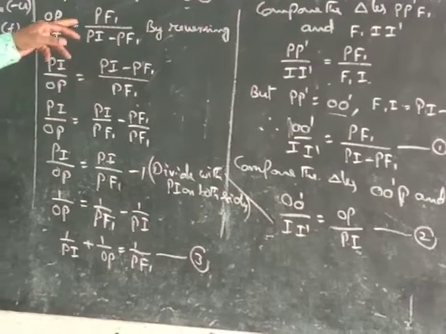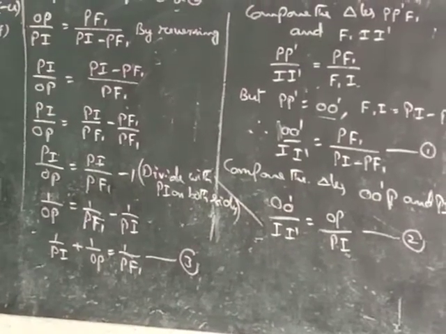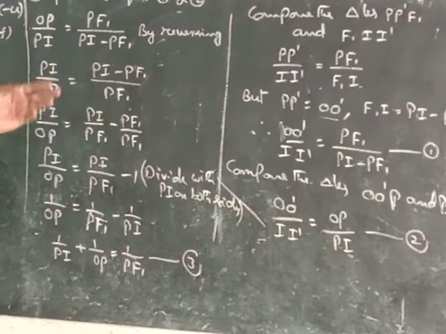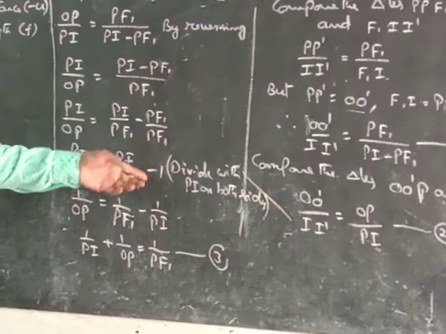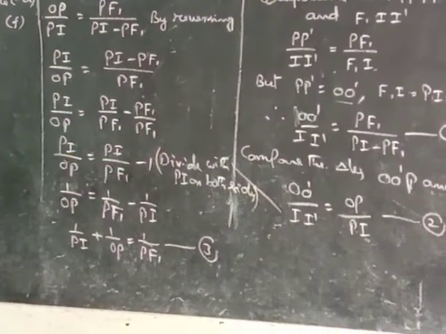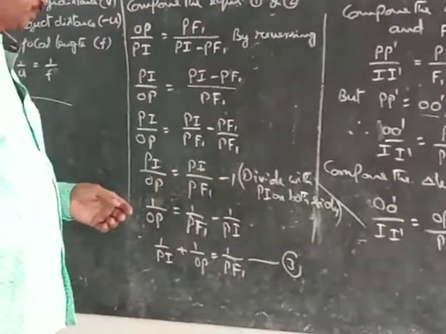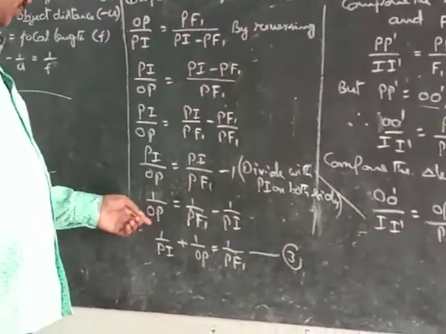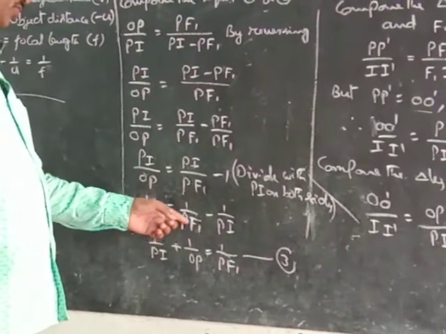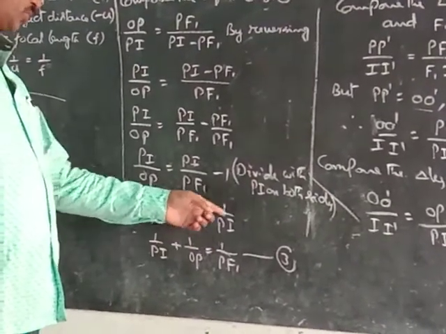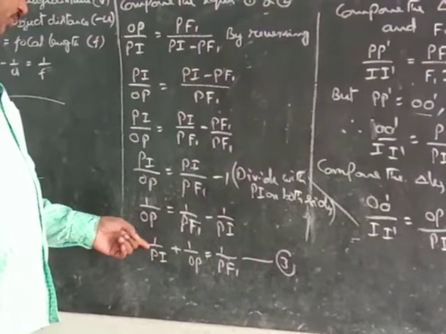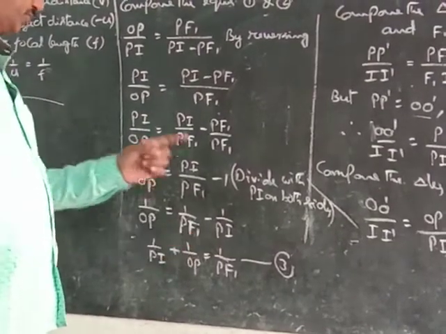Then by reversing the equation, you can get this equation here. Next, divide with the P F1 equation, that is, P F1 by P F1 cancel. After that, divide with P I on both sides. You get 1 by O P is equal to 1 by P F1 minus 1 by P I. Finally, you can get the equation 1 by P I plus 1 by O P is equal to 1 by P F1.